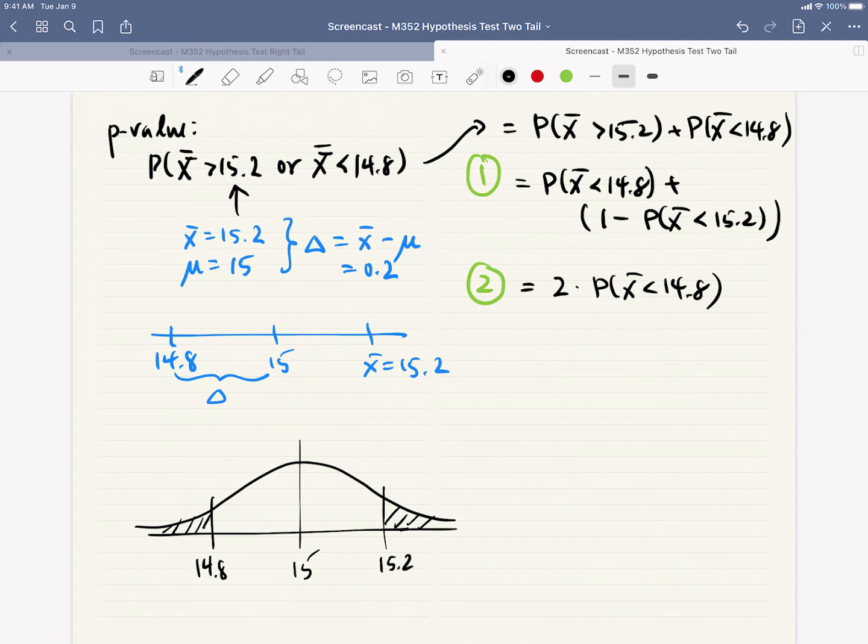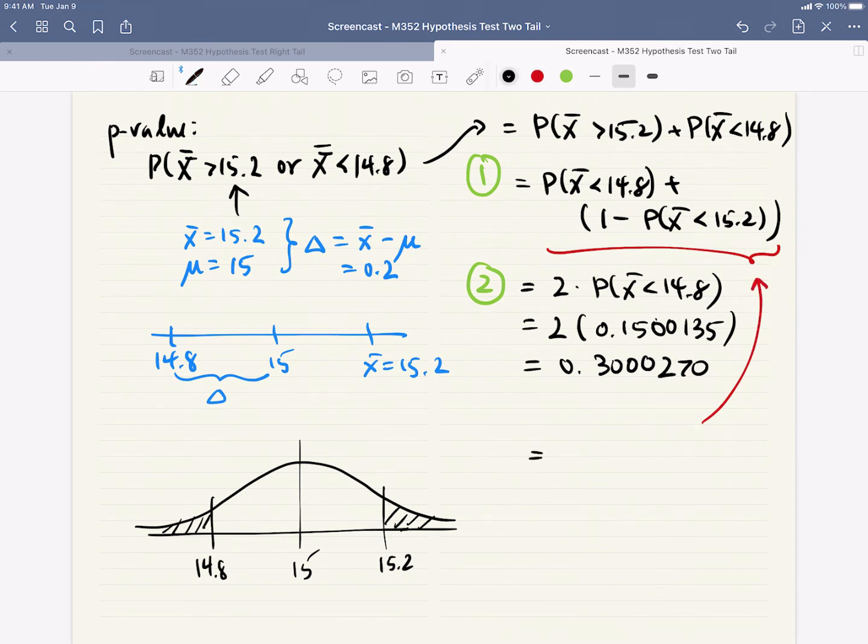So if you do that, I wrote this down somewhere here. The R gives us the number 0.1500135, which doubled is 0.3000270. And if you were to do the calculation the other way, you'd get 0.1500135 plus 1 minus 0.8499865, which works out to the same thing, wouldn't you know? Two different ways to calculate the p-value.